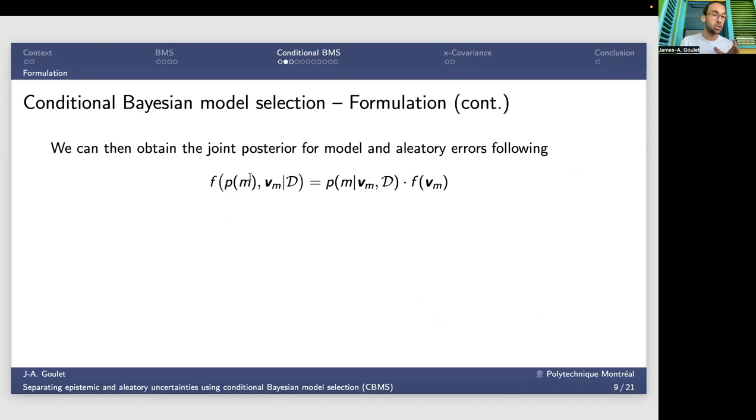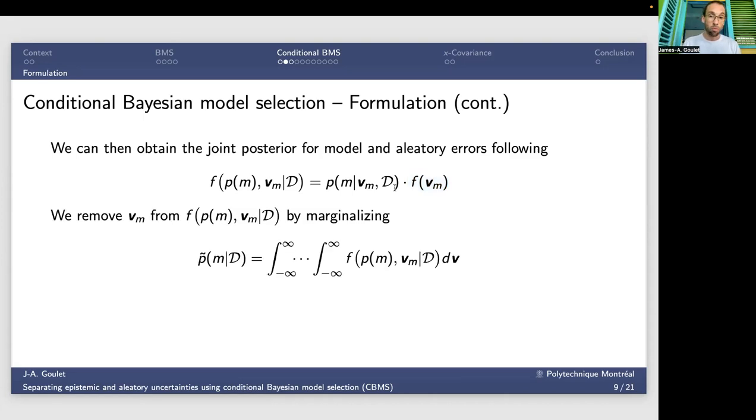So what I need to do is obtain the joint probability of model and my aleatory errors. Since I have my conditional, I just multiply by my marginal probability of errors, where my marginal probability of errors is going to be my observation process, mean zero, covariance sigma V. Then if we want to remove that error process from the joint, I need to marginalize, so integrate over all possible V's for my model VM. So I'm going to have a P M tilde given data.